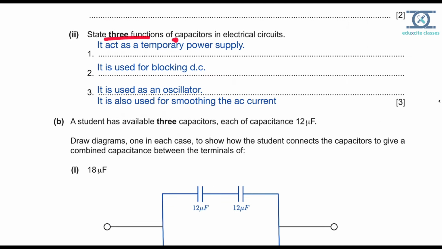Now state three functions of the capacitor. This is also a common question. You can write any three. It acts as a temporary power supply. It is used for blocking DC. It is used as an oscillator. It is also used for smoothing the AC current. These are some of the basic functions of the capacitor in an electric circuit.